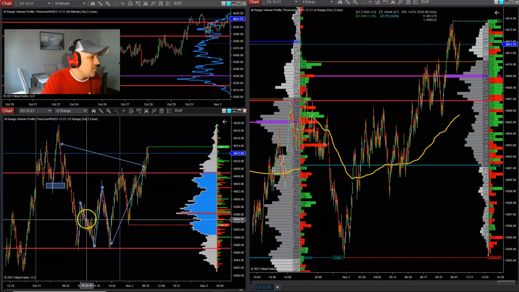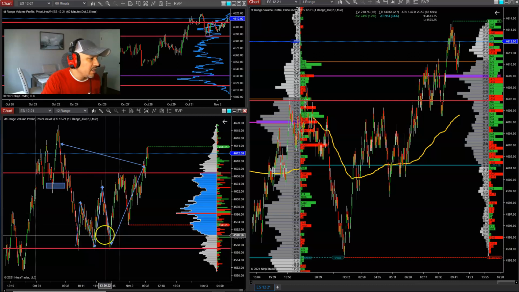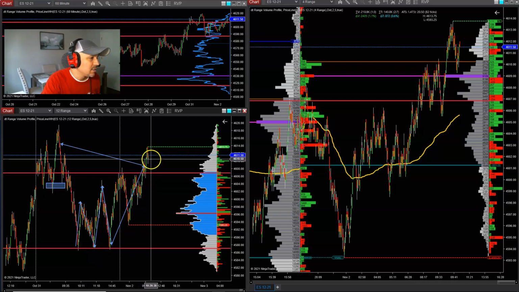And making that move as price was moving yesterday, eventually it came back up to this area, and that's why I took that trade.